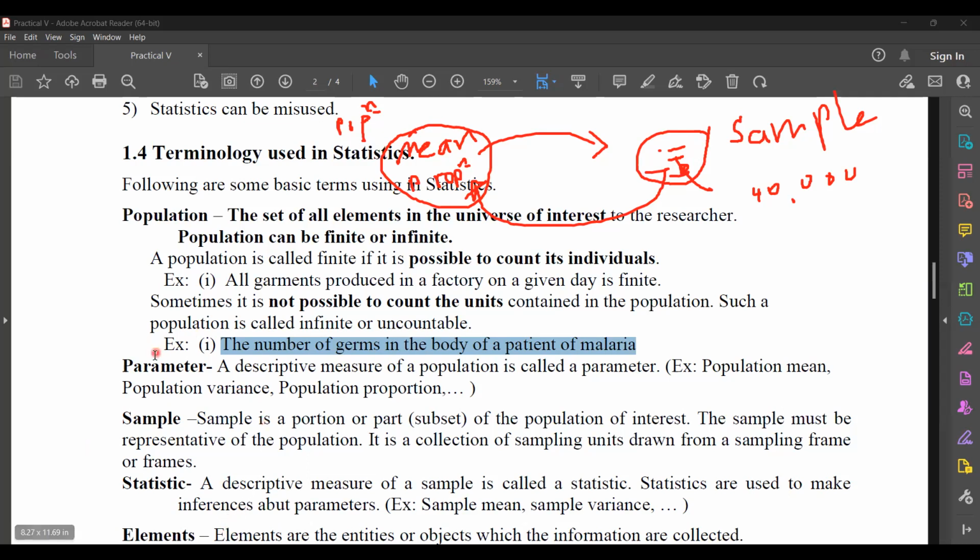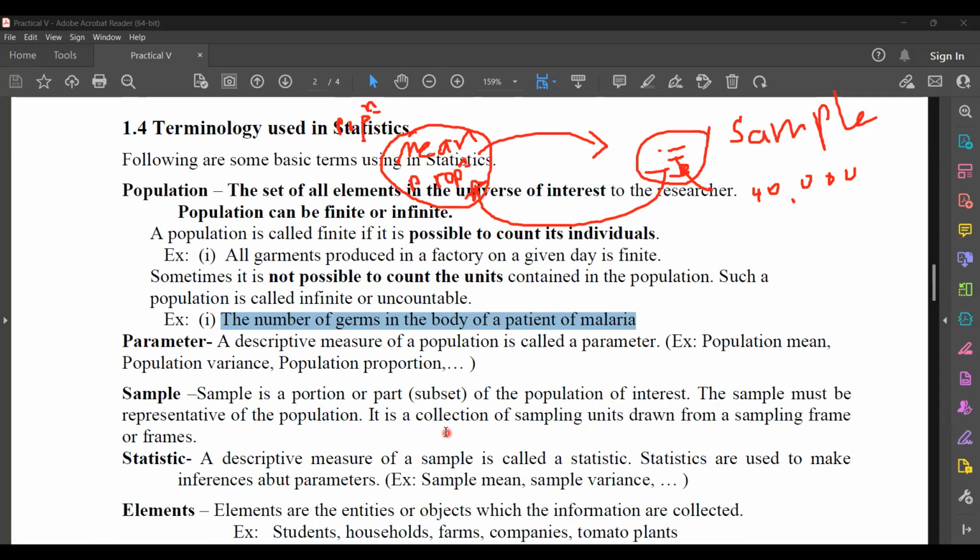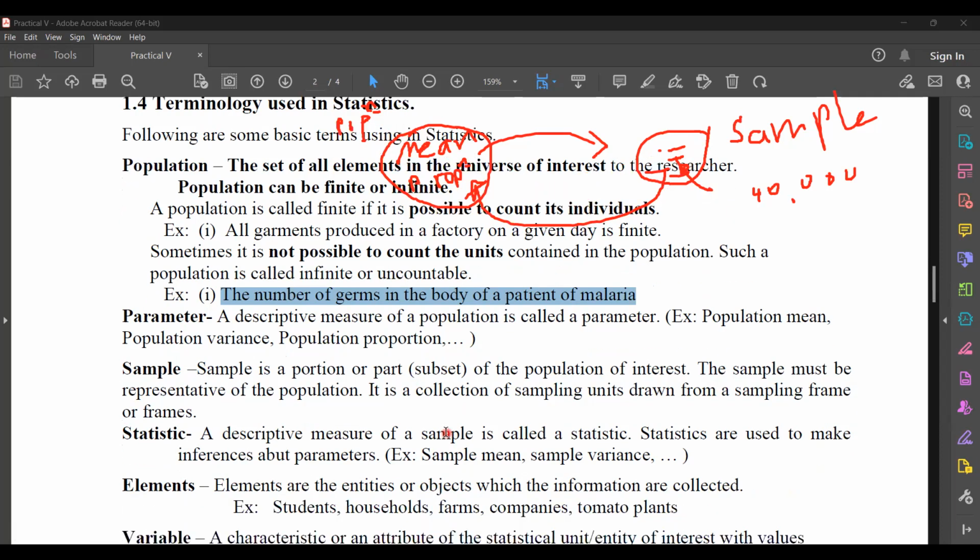So basically, you must remember that. So these are very important. You must remember that these parameters are in the population and the statistics are in your sample, right? Okay. Then elements. So what are the elements?